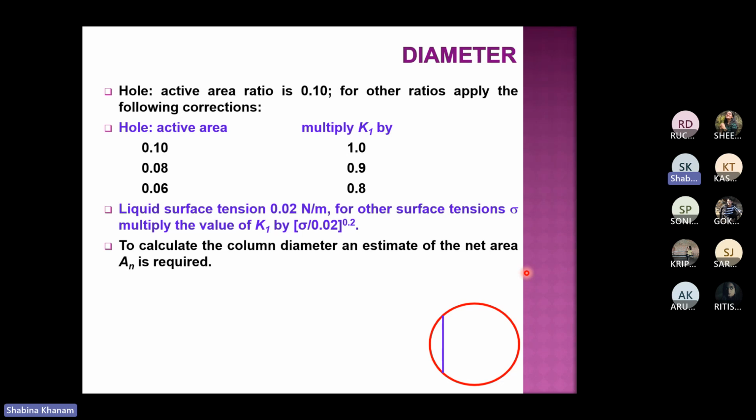Okay, I'm not talking about flow rate, please don't get confused. We are talking only about the velocity. Now, to calculate column diameter, an estimate of net area AN is required. So here I have this cross section of the column, and this is a plate.